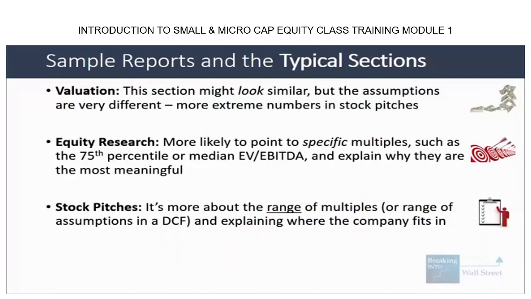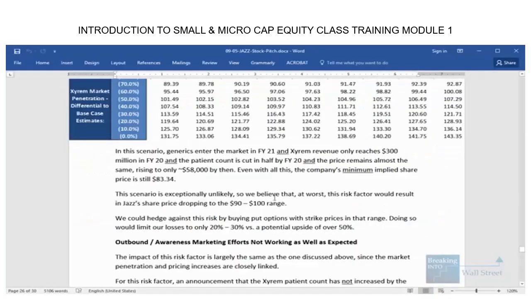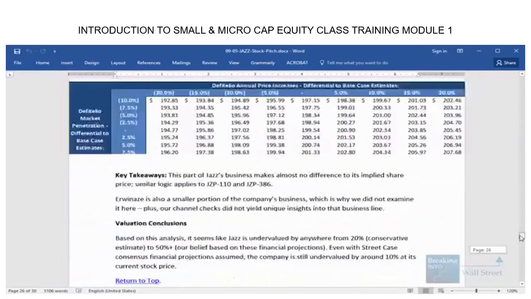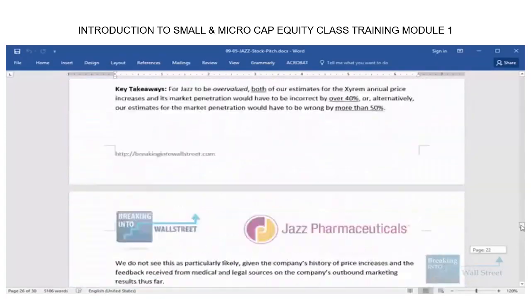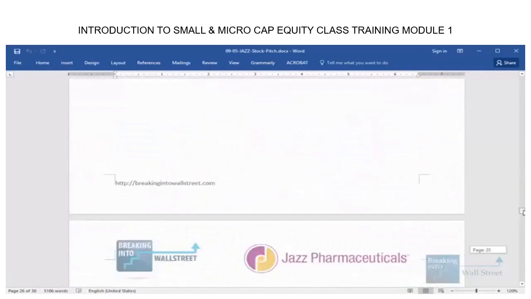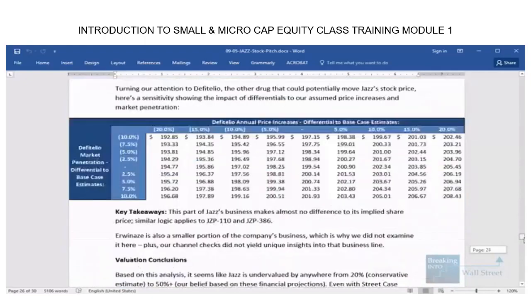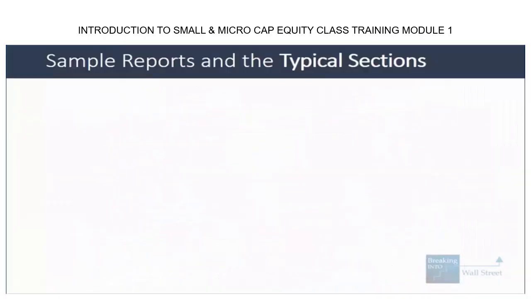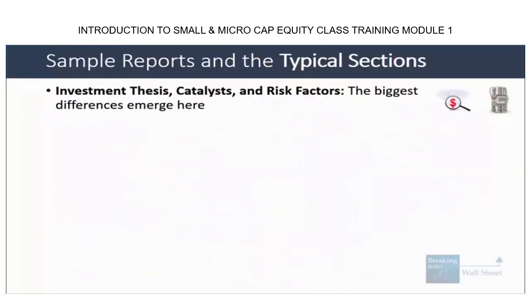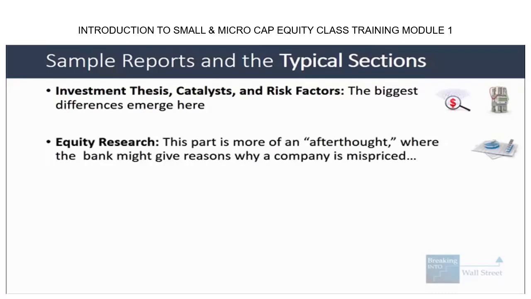In a stock pitch, by contrast, it's a lot more about the ranges, which is why if you look at the stock pitch for this company, we have a lot more emphasis on the sensitivity tables and the range of different implied share prices that we get. And then toward the end of an equity research report, you'll have the investment thesis, the catalysts, and the risk factors. And this is where the biggest differences emerge.